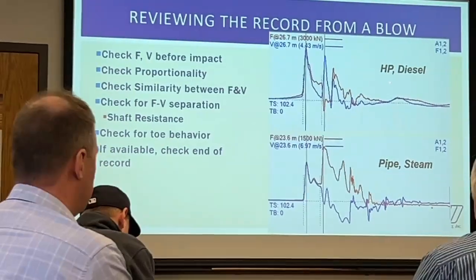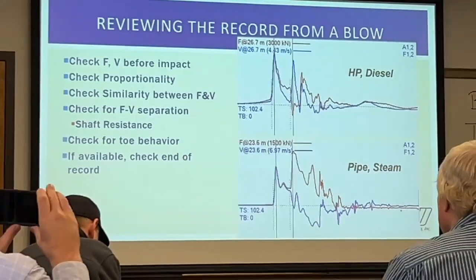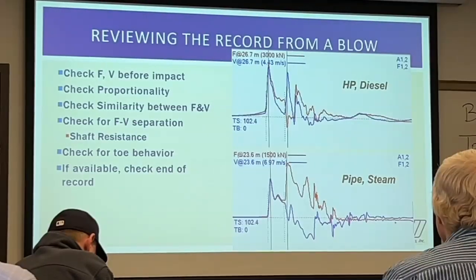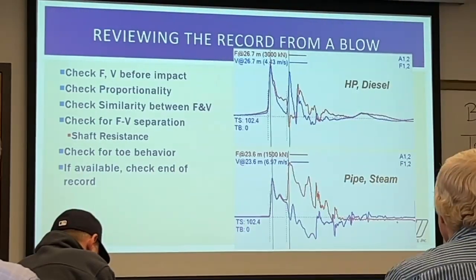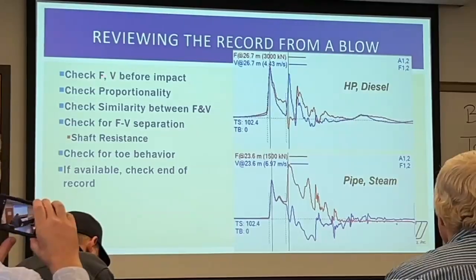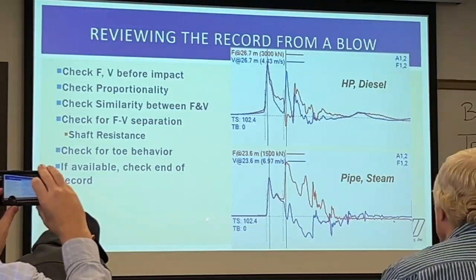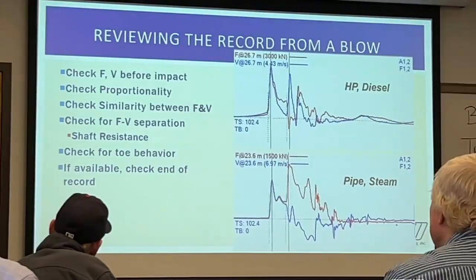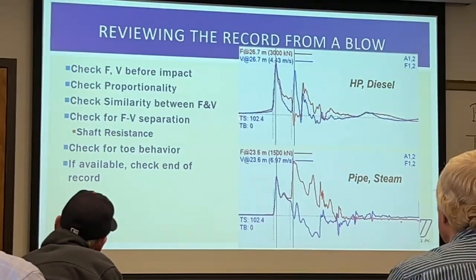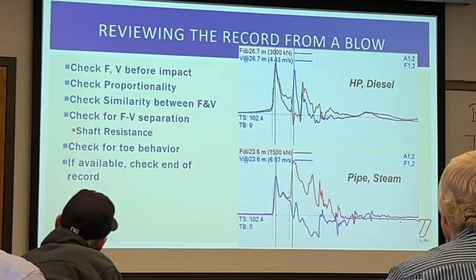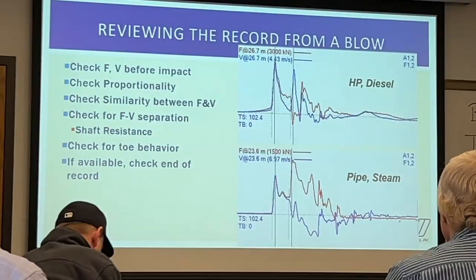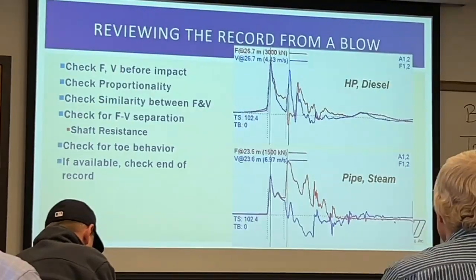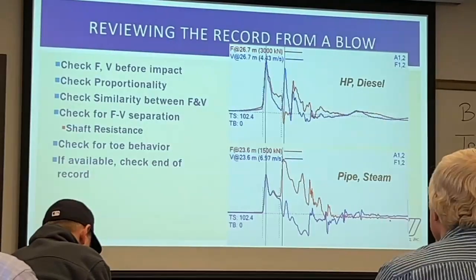And so looking at the top, this is an H pile driven with a diesel hammer. On the bottom, we have a pipe pile driven with a steam hammer. And really the difference that we see in the early portion before the impact is the steam hammer is quiet. It's zero. And the diesel hammer is gradually increasing. And so at a glance, without knowing what type of hammer I'm looking at, from the PDA record, we can tell if it's a diesel or not.